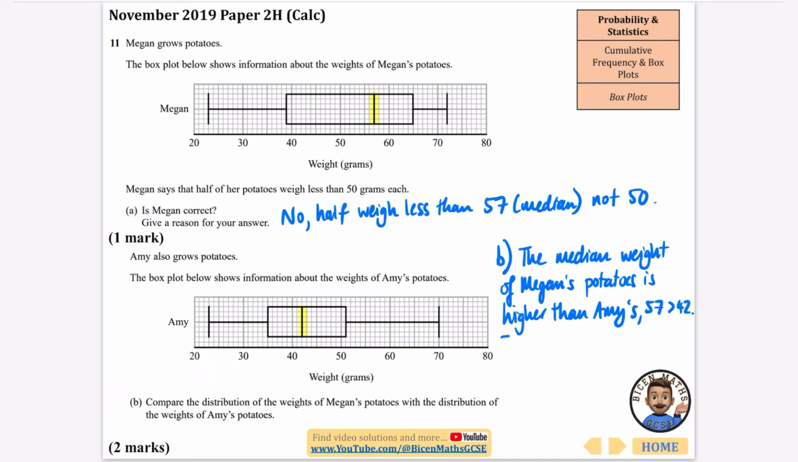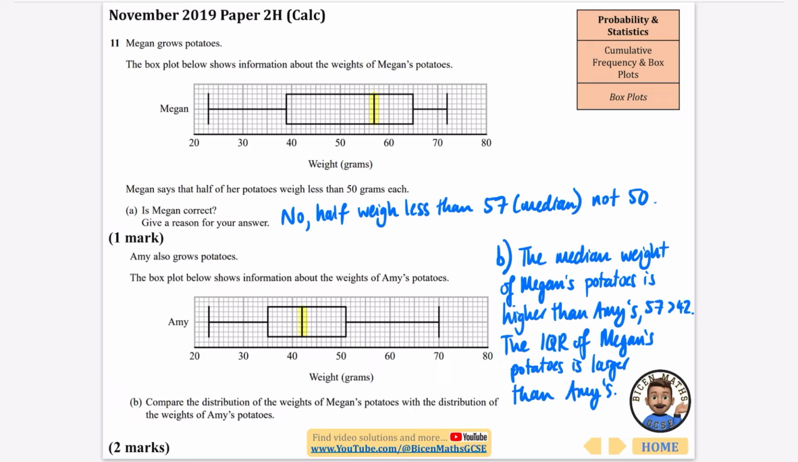And I'm going to also say that this time I'm going to say the interquartile range, because we can see this box is bigger than this box. So I'm going to say the interquartile range of, who's got the larger one, Megan's, sorry. The interquartile range of Megan's potatoes is larger than Amy's. And I don't think we need to put some numbers in with this, but if we did want to put some numbers, we can see this is 65 and 39.